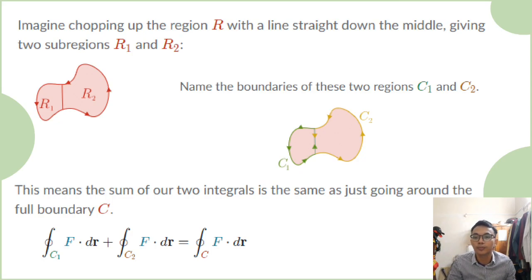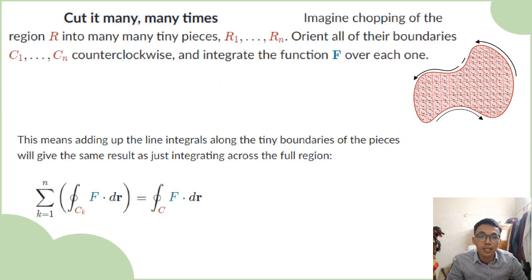So this means the sum of our two integrals is the same as just going around the full boundary C as below. So next, imagine chopping the region R into many tiny pieces, R1 until Rn. Orient all of the boundaries C1 until Cn counterclockwise and integrate the function F over each one. So this means adding up the line integrals along the tiny boundaries of the pieces will give the same result as just integrating across the full region as below.